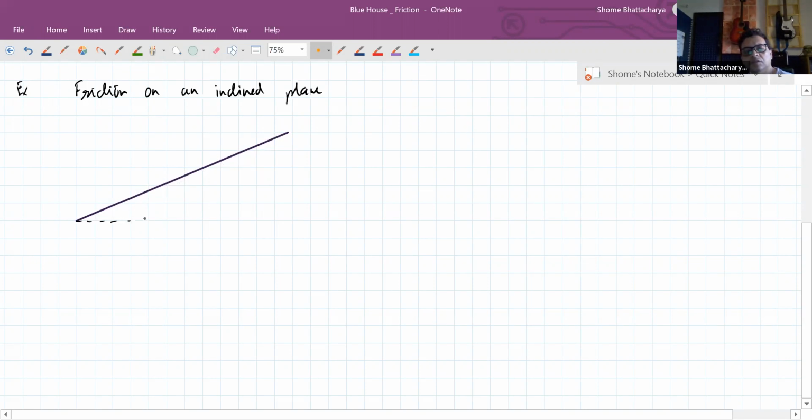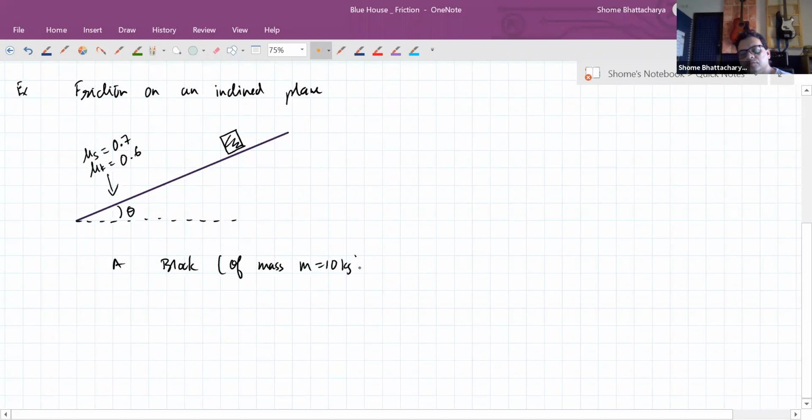So let us say we have a rough inclined plane which is inclined at some theta to the horizontal. And this surface has coefficient of static friction equal to 0.7 and coefficient of kinetic friction equal to 0.6. And we place some block gently on the surface, initially at rest. So the block is placed gently at rest on a rough inclined plane.